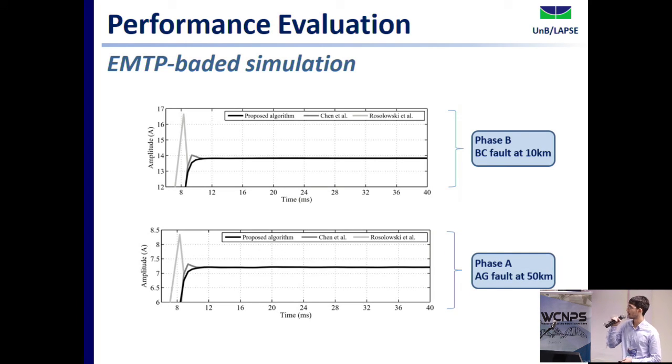Next signal here, we have phase A of an AG fault at 50 kilometers, from terminal L of the system. And very similar results here. Rosolovsky has a lot of overshoot, and then we have Shane, with a little bit smaller overshoot there.